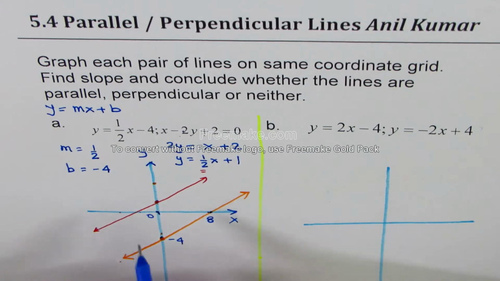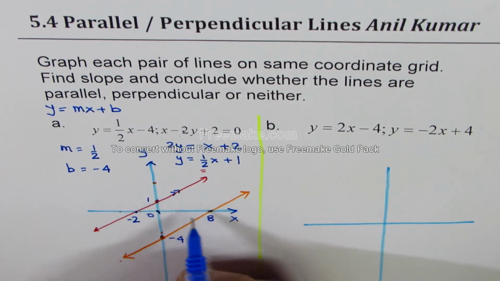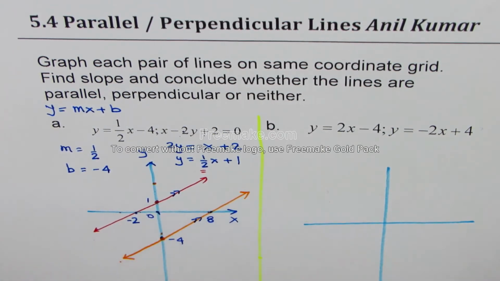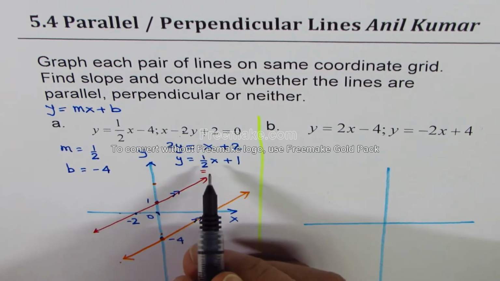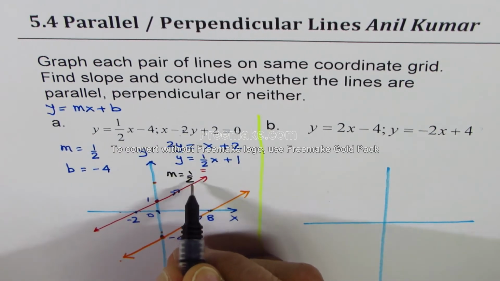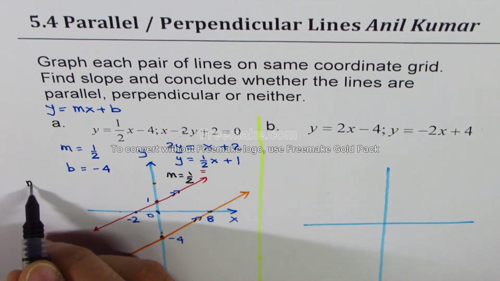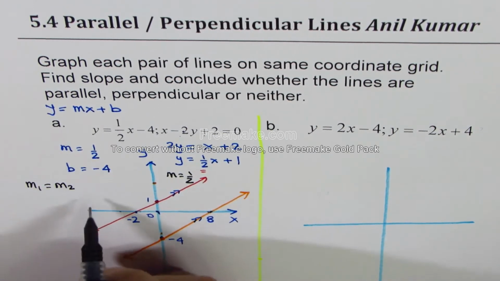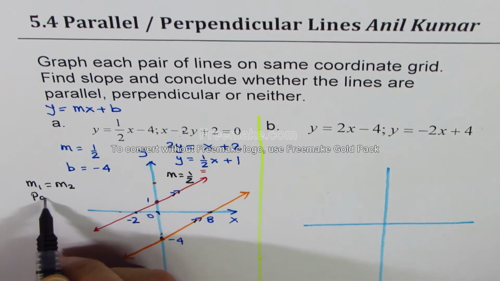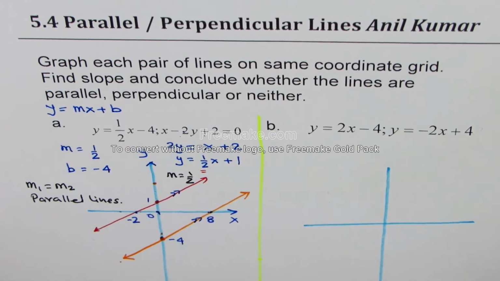And the point here, if this is 1, this is going to be minus 2. That gives you a slope of half. Both the lines will be parallel. Reason is very clear, that the slope for the second line, which is this, is also equal to half. Do you see that? Same slope means parallel lines. So m1 is equal to m2. Therefore the lines are parallel. Now let's do the next one.